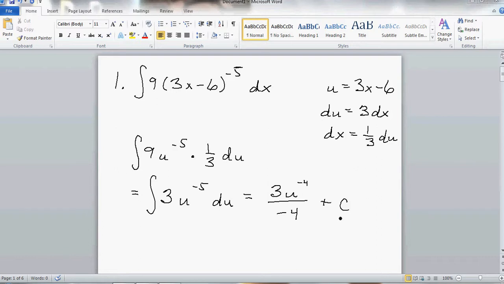plus c. And then, since this is not a definite integral, we have to resubstitute back in for the u. And so our final answer will be 3 times the quantity 3x minus 6 raised to the negative fourth power over negative 4 plus c.